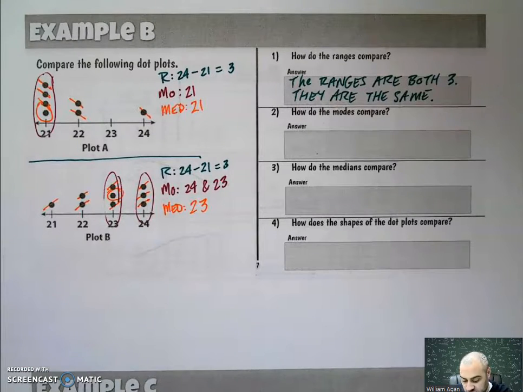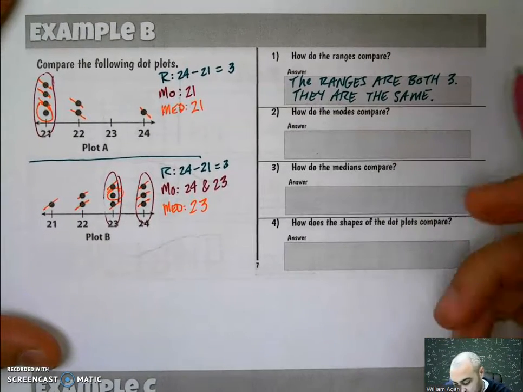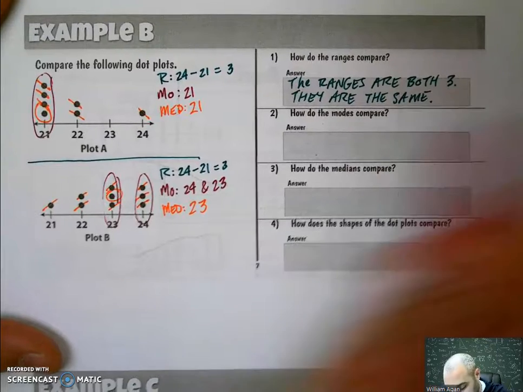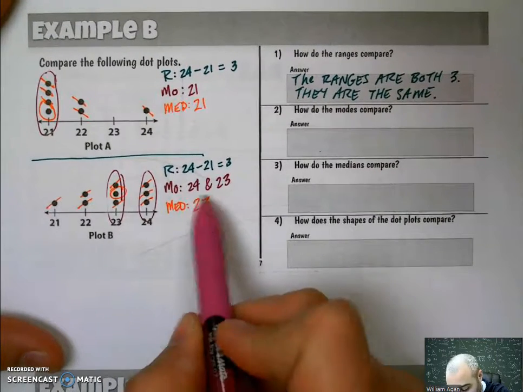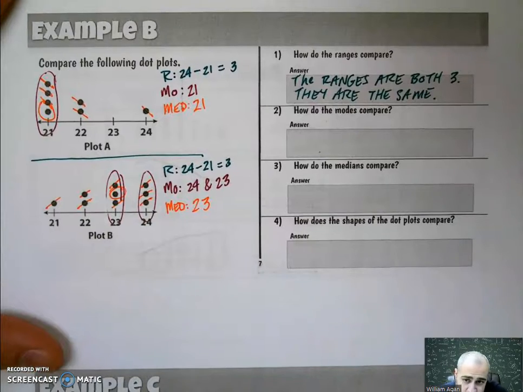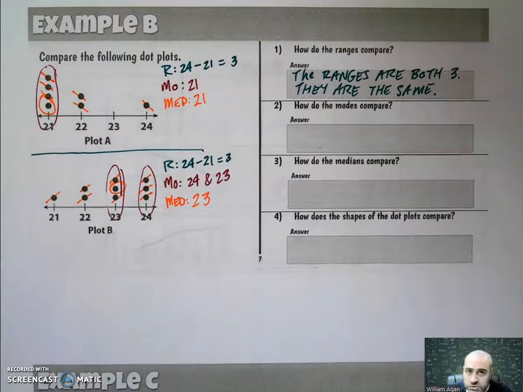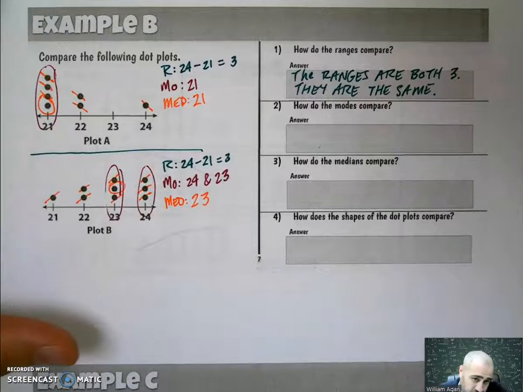All right, what about the modes? Well, the modes for plot B are higher than the modes for plot A. That's how I would compare them. You're basically saying which one is bigger or smaller. That's comparing.